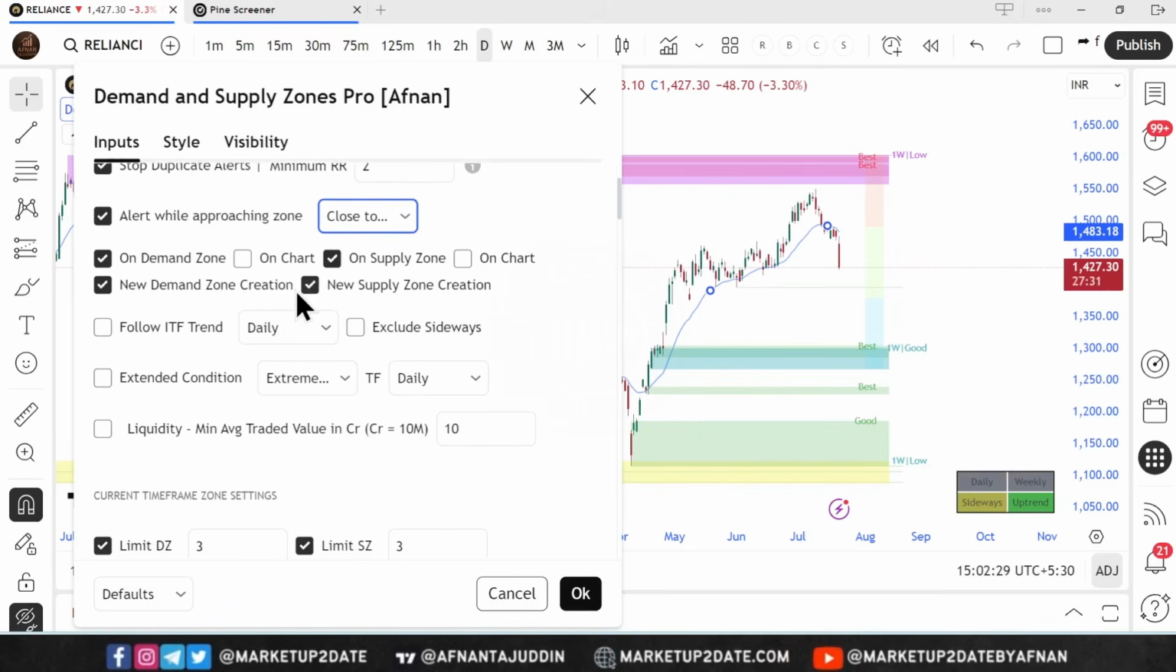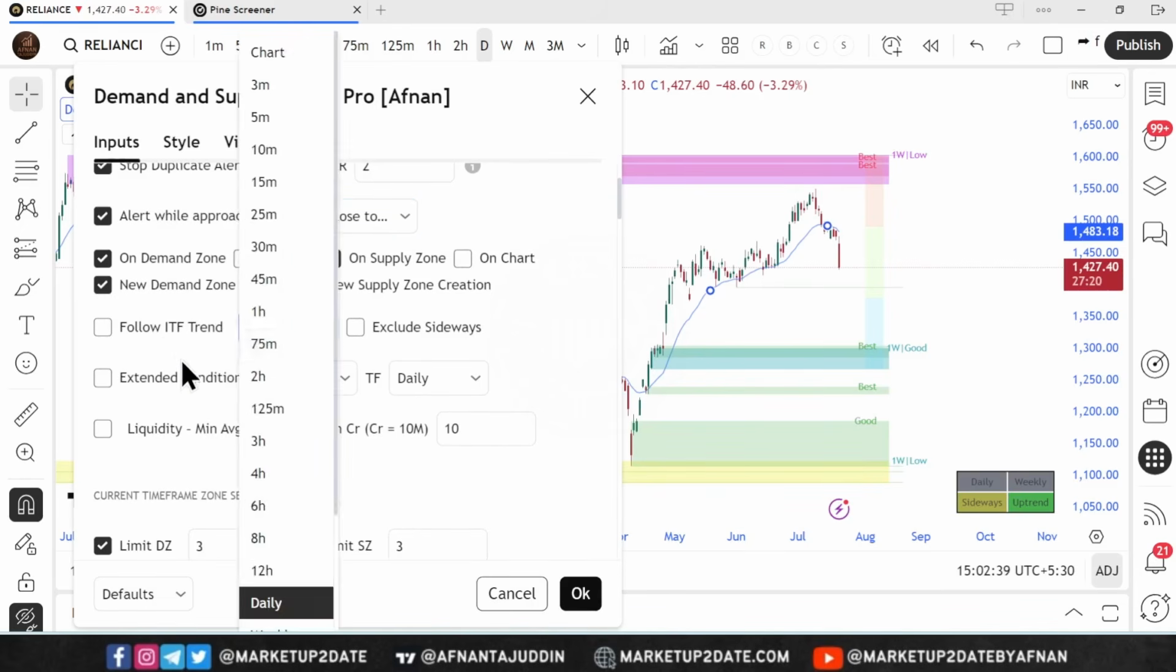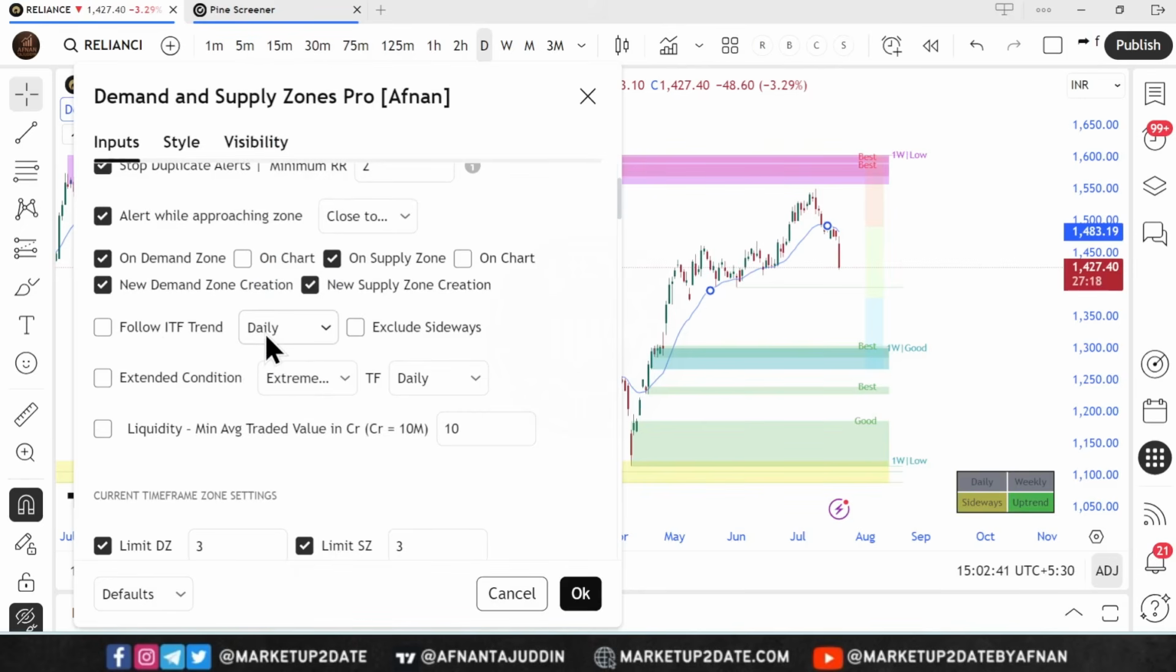For optional toggles, many traders find follow intermediate time frame trend and extended condition useful. Follow intermediate time frame trend ensures you only get alerts that align with the established trend. Extended condition is a mean reversion filter to help you avoid chasing trades that are already overextended. Frankly, I do not use them as often, but they are here for those whose strategy requires them.